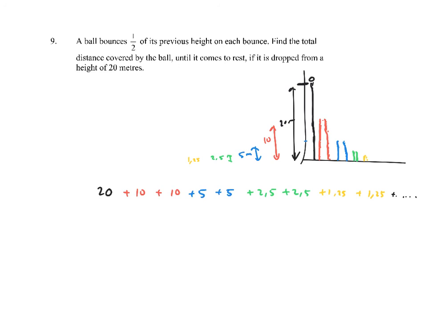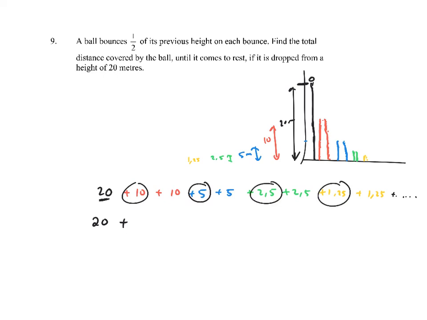So how do we do this? I mean, you can't add forever. So what do you notice? There's a couple of different sequences here, right? We've got this unusual 20. It's the only one that doesn't have another partner, because it gets dropped from a height of 20. So we've got 20, and then plus this infinite series of 10, 5, 2.5, 1.25, and so on.